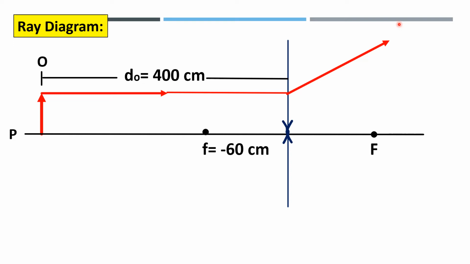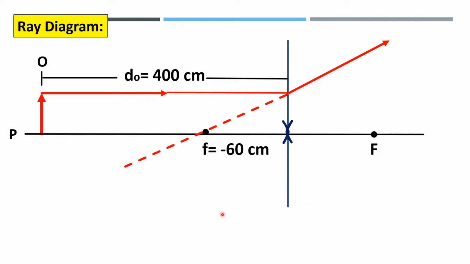Now, we can trace or extend that refracted ray backward, meaning in front of the lens, something like this, but using a broken line. And you will notice that the broken line passes through the virtual focus. That is the rule. If the incident ray is parallel to the principal axis, when refracted by the lens, it's going to pass, when extended backward, through the virtual focus. And that's what we actually did. We let it pass through the focus.